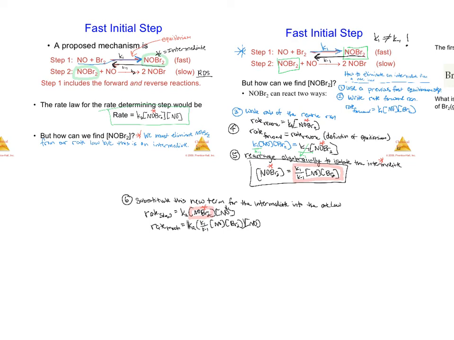So I just zoomed out so I can write this again. So the rate of our mechanism, K2, and now instead of NOBr2, I'm using this entire term, K1 over K minus 1 NO times Br2, and then the last NO, which comes from there. I can rewrite this. So our rate is, just rearranging algebraically to have the numbers in order, K1 K2 over K minus 1, and NO times NO gives us NO squared times Br2.